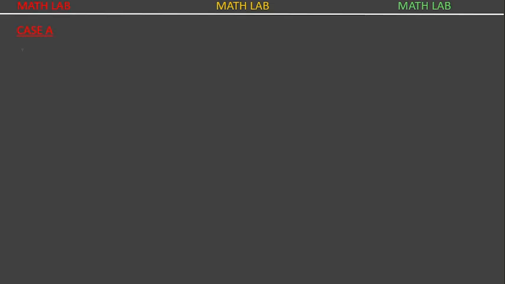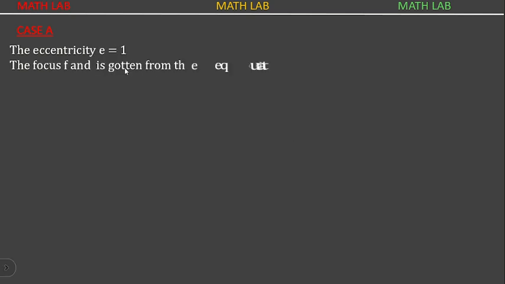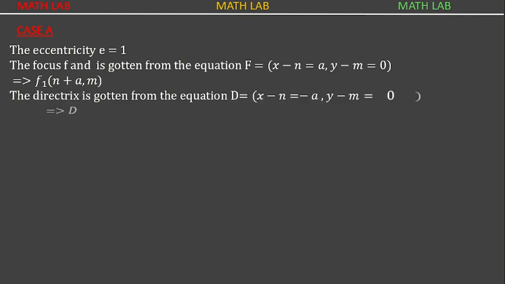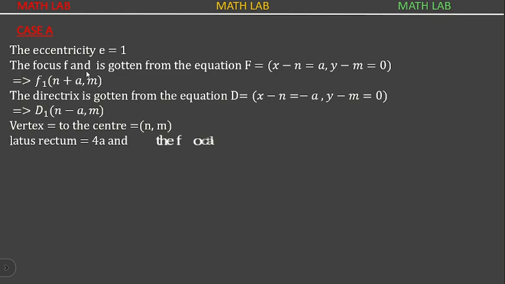For the first case, case A, the eccentricity e is equal to 1, as we all know; for a parabola, the eccentricity equals 1. Now the focus F is gotten from the equations x minus n equals a and y minus m equals 0. For this case, the parabola is completely different from the other forms; the derivations in the different cases do not resemble. Here we only have one point, F1, that is (n plus a, m).